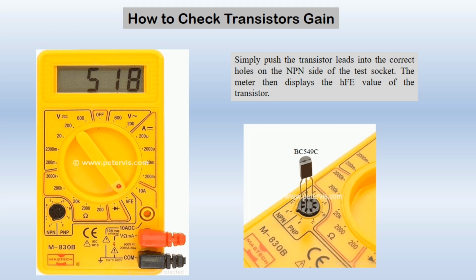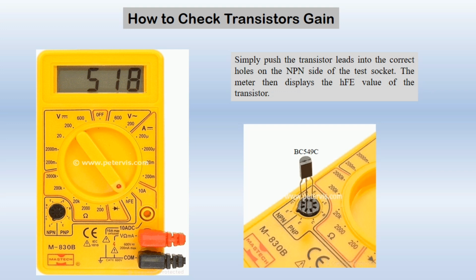Or you can insert it randomly also without knowing whether it is NPN or PNP. You can directly insert the transistor in this socket, but you have to keep it in mind. You should insert the emitter lead to the emitter terminal only. You can see here emitter, collector, base is mentioned. So you should insert the emitter lead to the emitter socket only and insert it properly. Once you insert it properly, you will see the gain value in the display bar.